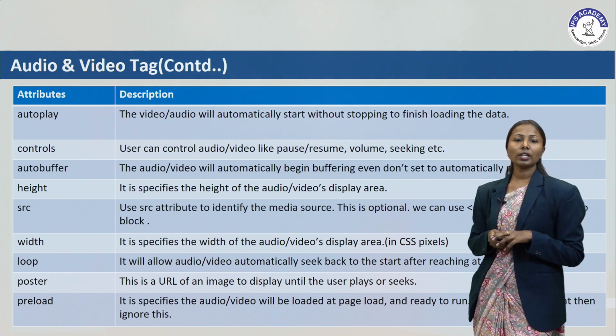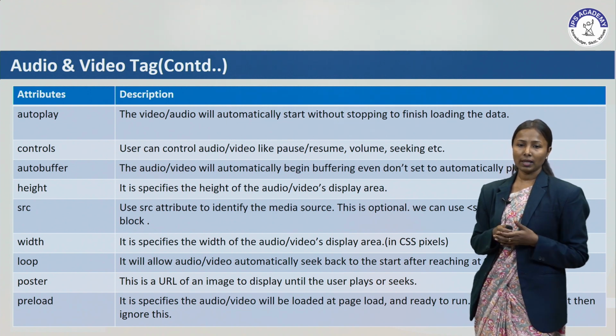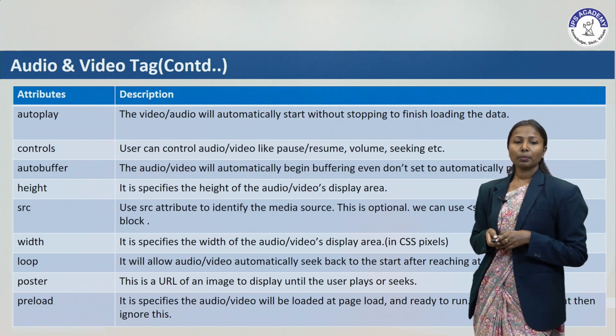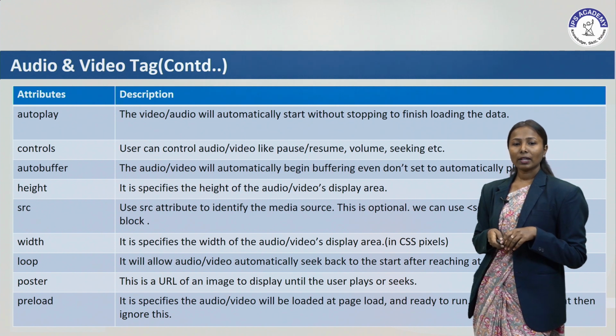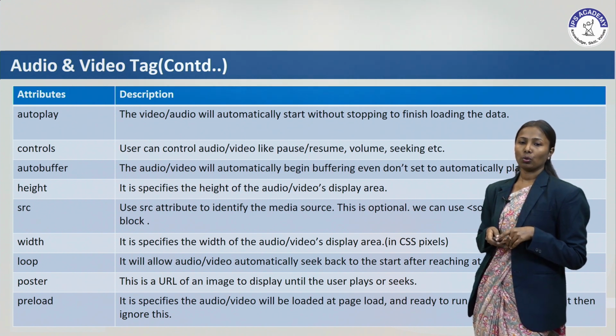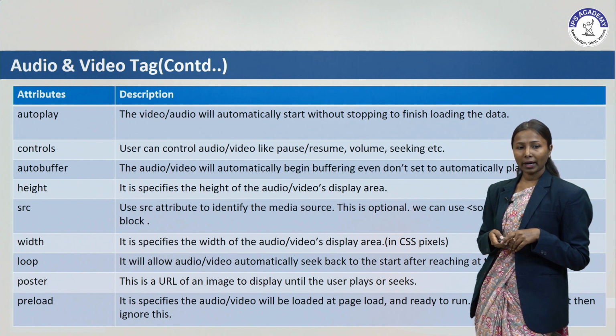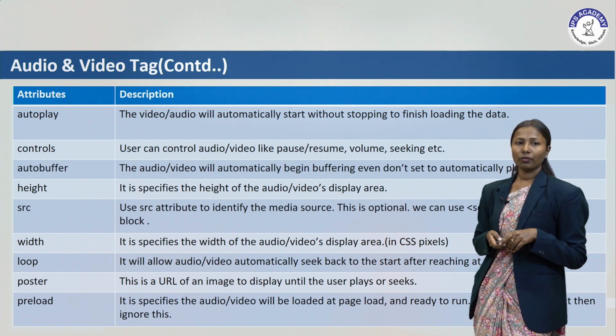This is a URL of an image to display until the user plays or seeks. Next is preload. So it specifies that the audio and video will be loaded at page load. Okay, so these are some attributes which are used in audio and video tag.